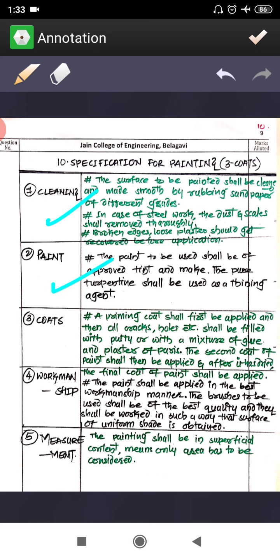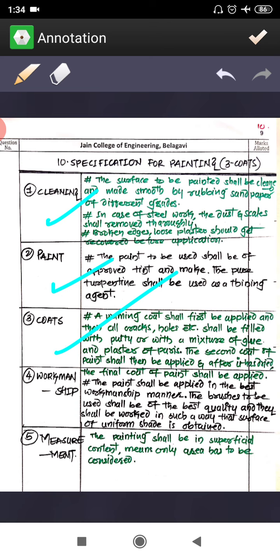Standard paint you are supposed to take, and pure turpentine shall be used as a thinning agent, right? So along with the turpentine you have to use the different paints. Then coats, as I said, first of all you are going to apply the first coat, that we call the priming coat. Then all cracks, holes etc. shall be filled with putty and with a mixture of glue and plaster of Paris. That you have to keep in mind, right?